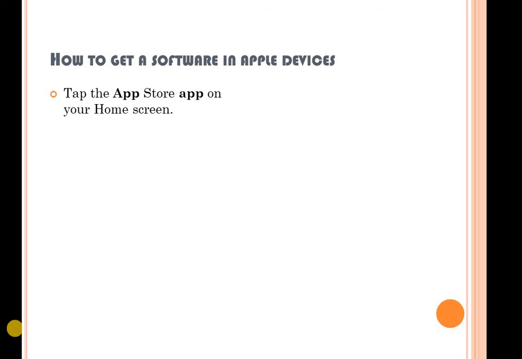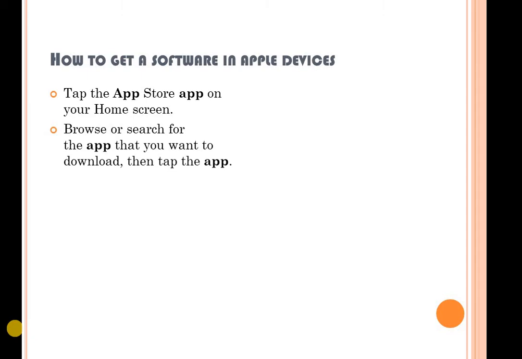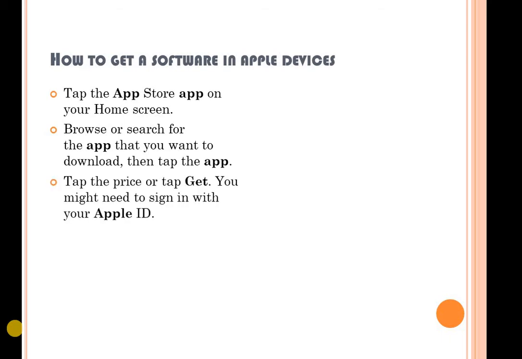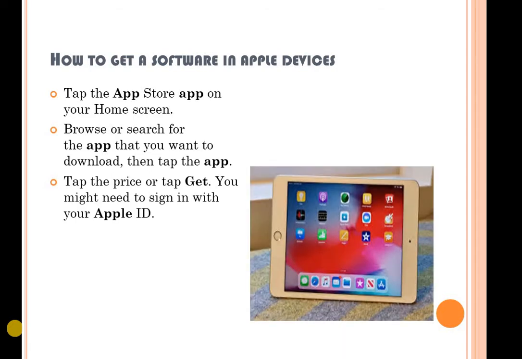Now, the first thing we should do is to tap the Apple Play Store. Now, the Apple Play Store is always a round blue background with an A on it. That's to tell you it is the Apple Play Store. When we tap the Apple Play Store app on our home screen or in our menu, we'll go to browse or search for the app that we want to download, and then we tap the app. Tap the price, because most of the time in Apple, there's a price tag attached to it, or you might just sign in with your Apple ID. And when you do that, you will be able to purchase or get the app.